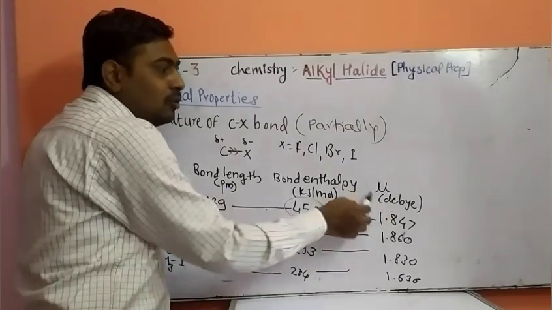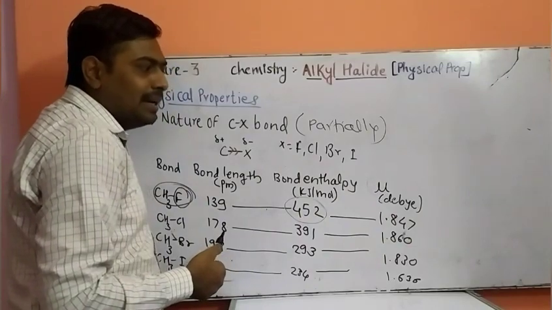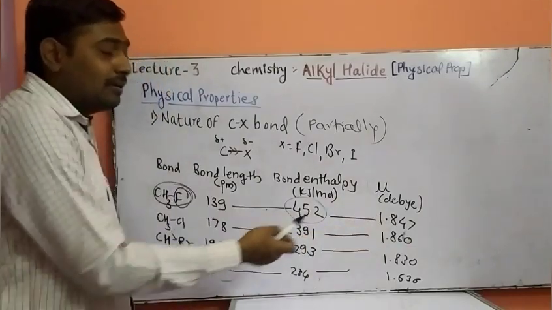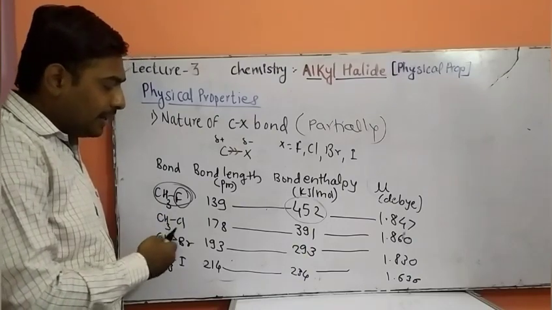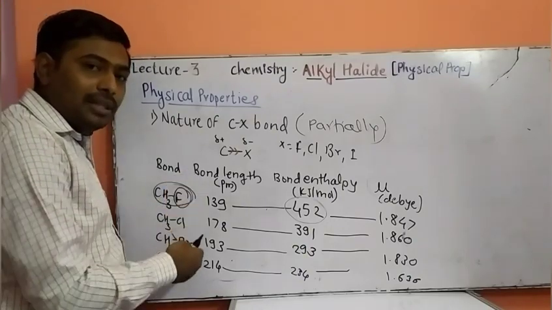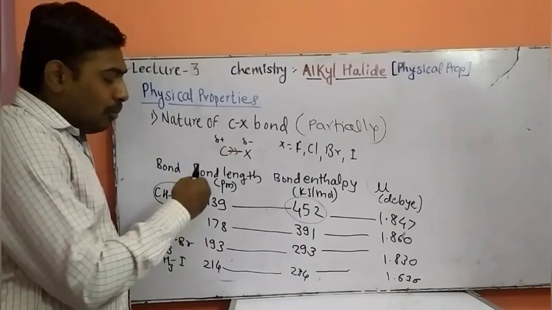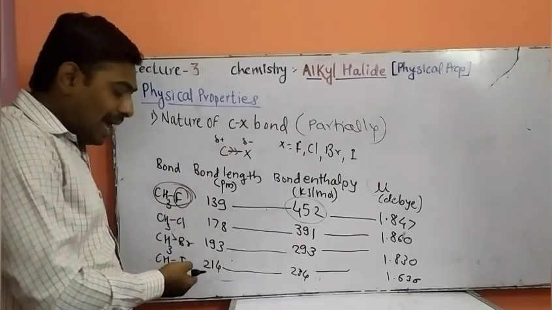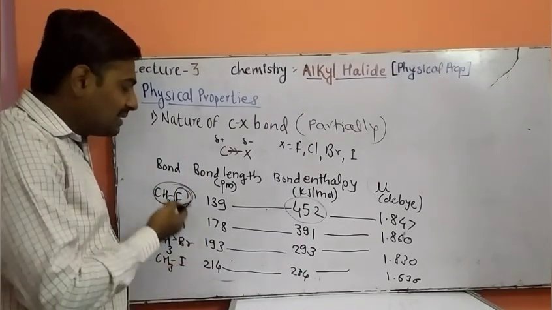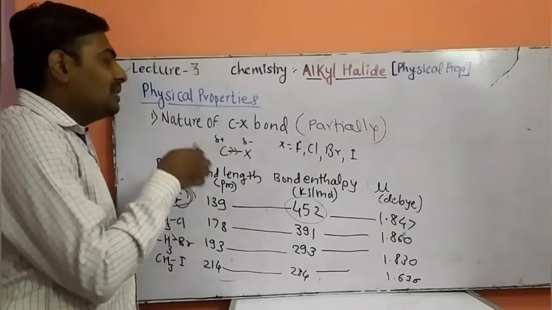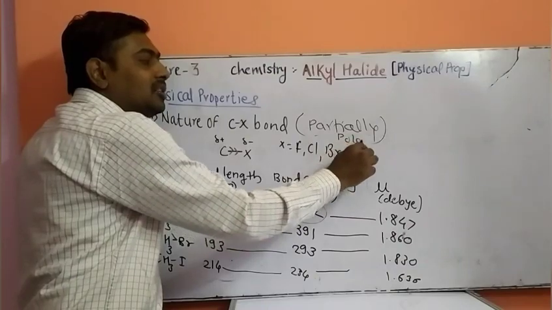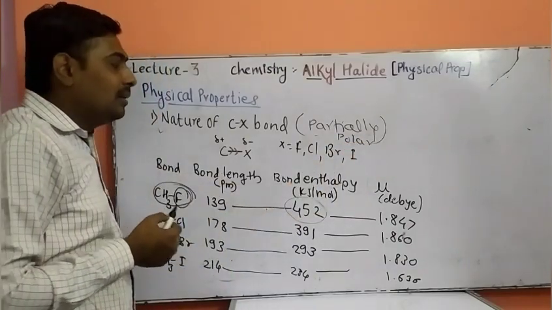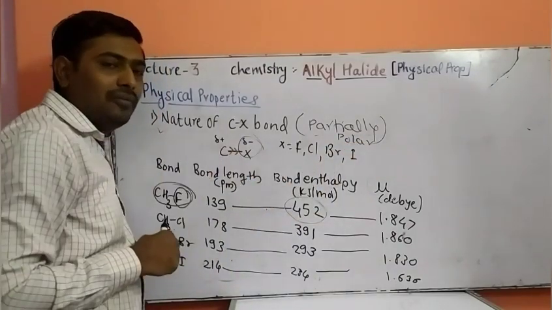See the mu. Mu is the dipole moment, that is 1.8 D. Then the other molecules: methyl chloride, methyl bromide and methyl iodide. As we go from top to bottom in this series, bond length increases because iodine has a less electronegative character as compared to fluorine. But what is the nature of the C-X bond? The nature is partially polar, due to the electronegativity of the halogen atom.